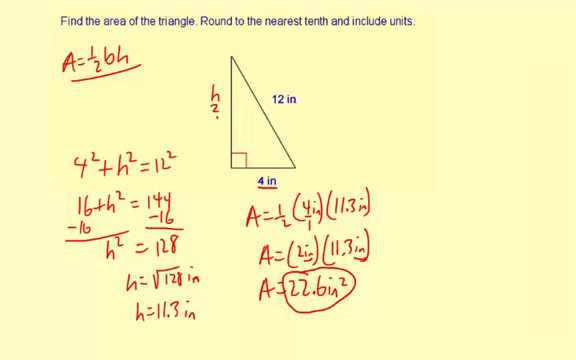And let's review the solving process. We didn't know the height, but we knew it's a right triangle, and we're given the hypotenuse and a leg, or the base of the triangle, depending how you look at it. So then we used the Pythagorean theorem to solve for this unknown height, and then we were able to calculate the area of the triangle.